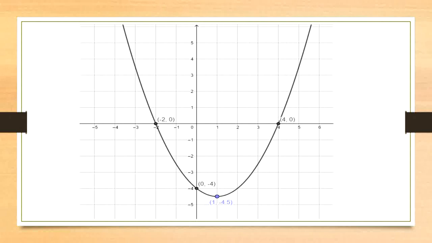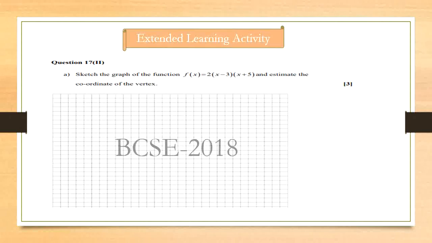Well, let's recap. Alright, if you have understood the concept very well, I have another question for you. The question says, sketch the graph of the function f of x is equal to 2 times (x minus 3) times (x plus 5) and estimate the coordinates of the vertex. This question carries 3 marks and it is directly taken from the BCSE 2018, meaning board exam 2018. Okay, let's do this question.